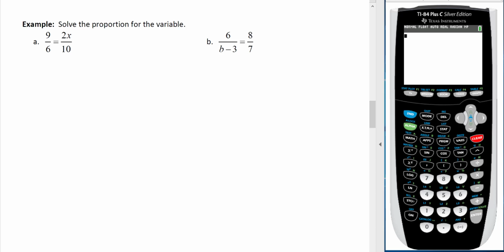In this video, we'll be solving proportions that simplify to linear equations. The first one, 9 over 6 equals 2x over 10. So in order to do these fraction problems, the first thing that we have to understand is how to cross multiply.